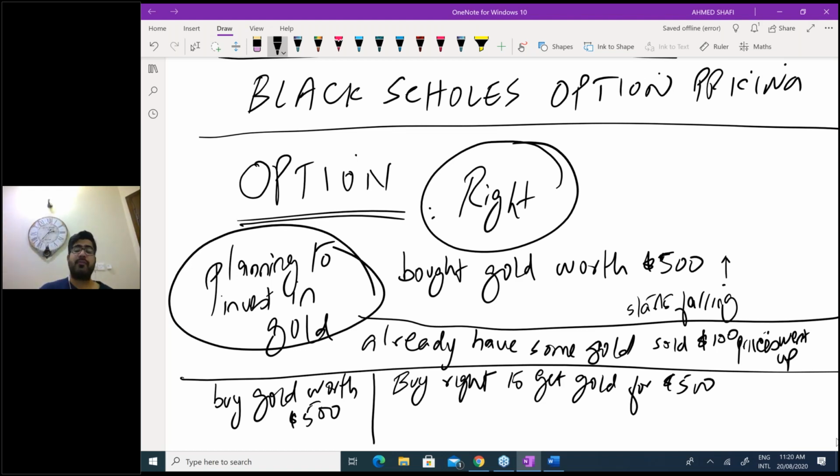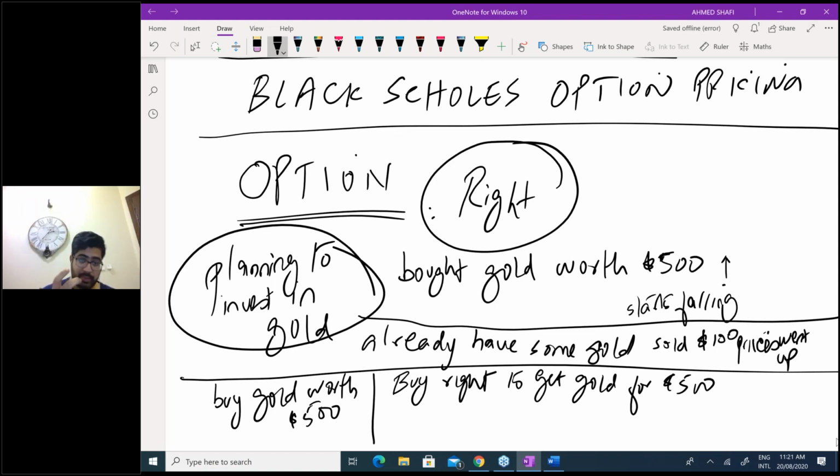Had you bought gold for $500 and the prices would have fallen, you had to bear loss. But here, you didn't buy gold. You just got the right. Right is option. Option is right. You just got the option, the right to get gold for $500 from a money changer or a gold dealer. You got the right in the anticipation that if prices go up, become $600, I will exercise my right and get gold for $500 and sell it in the open market for $600 and earn gain. But if the prices fell, I will leave my right.